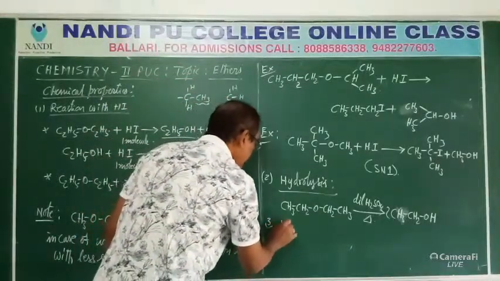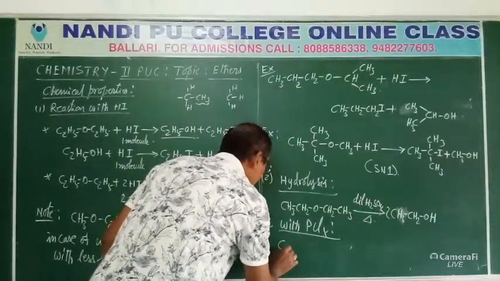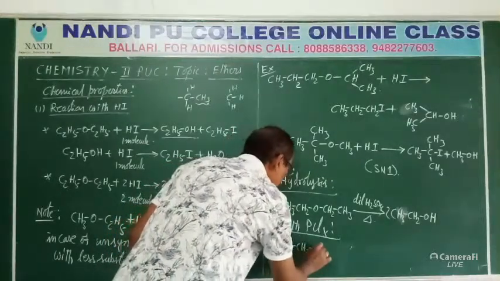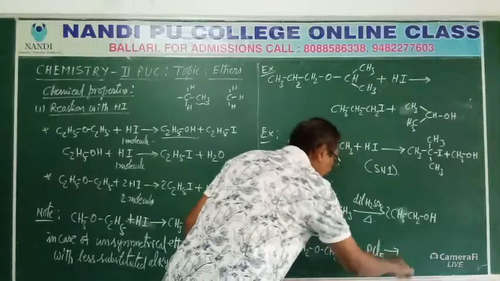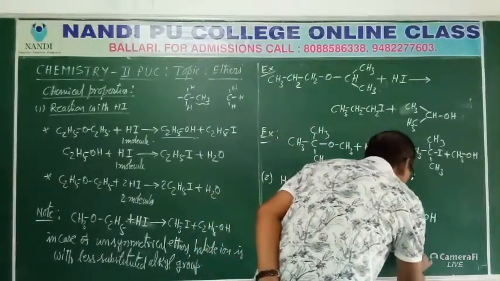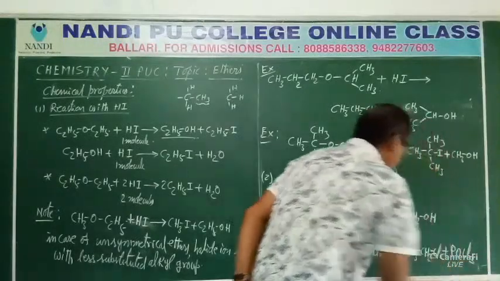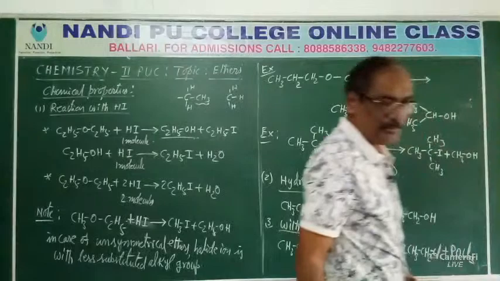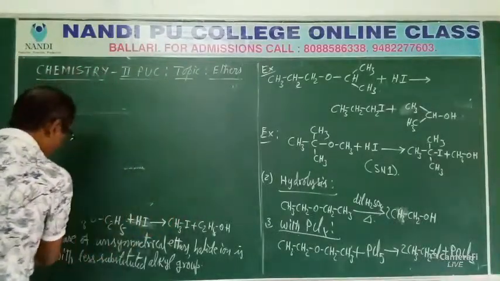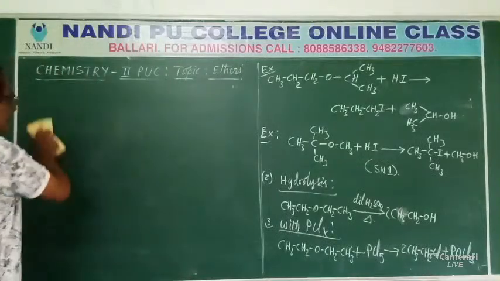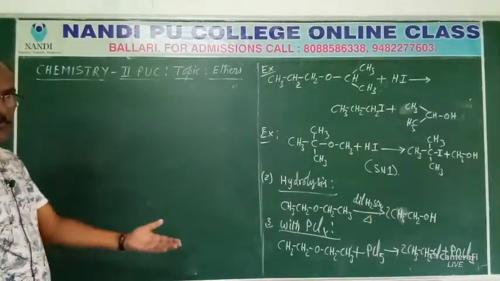Next, with PCl5. When you take CH3CH2OCH2CH3 plus PCl5, phosphorus pentachloride, then you will get 2 molecules of CH3CH2Cl plus POCl3. That means 2 molecules of alkyl halide are formed, ethyl chloride. 2 molecules of ethyl chloride plus POCl3.